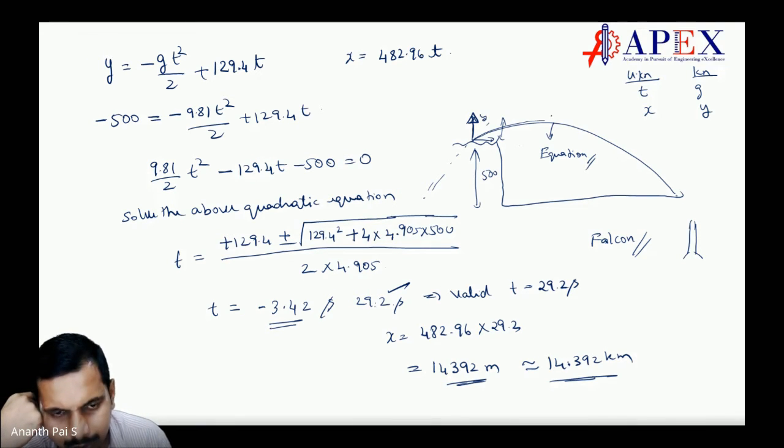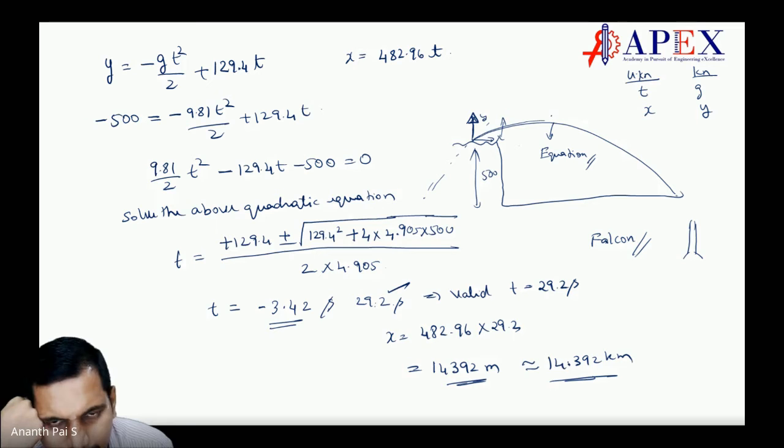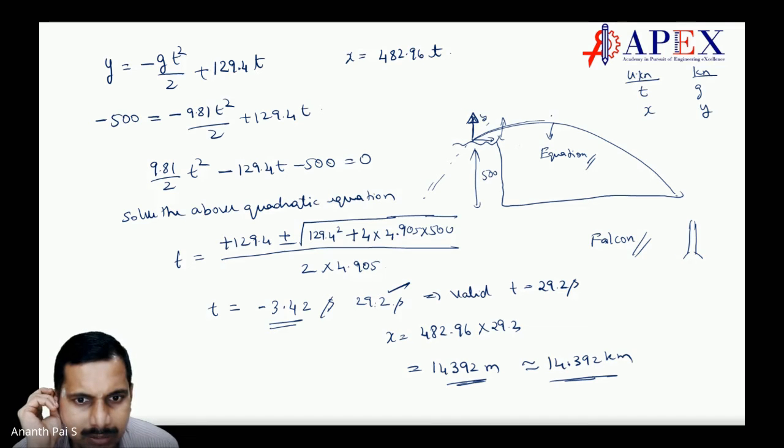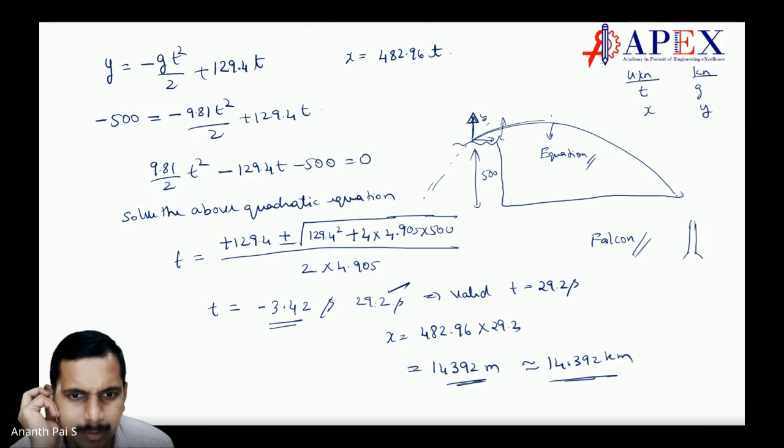Because you would have taken 129.4. For x I've taken 482.962. That's okay. Then there's a small difference, not a mistake. That doesn't make much difference. Other values are all the same. And the other t value is also minus 3.49 I got. You got 3.42. Probable. Okay, sir. Fine, sir.